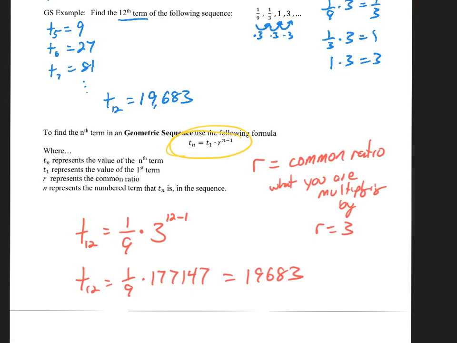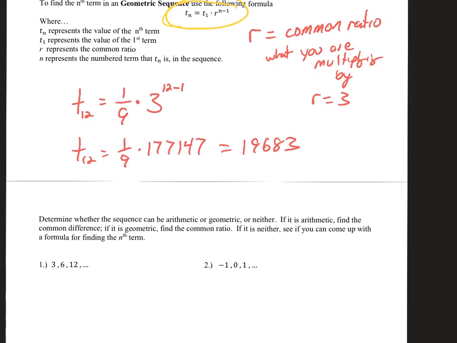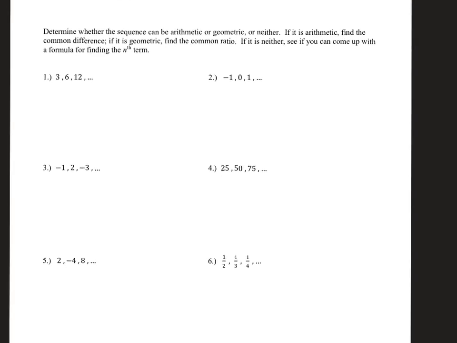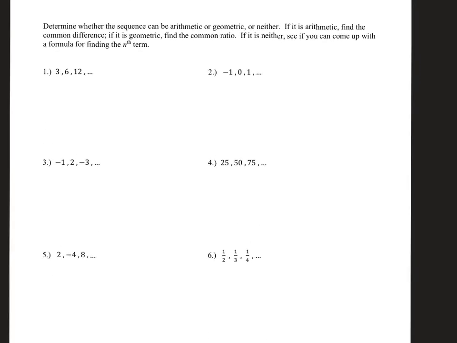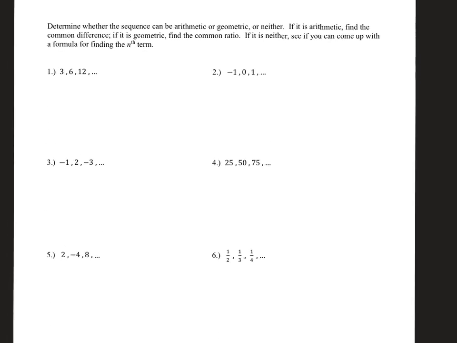All right. Let's turn to the next page, page 3, and we got a bunch of examples to do. So there's 8 examples here. I'm just going to do a few of them, and then you could do the rest on your own. But this just says determine whether the sequence can be arithmetic, geometric, or neither. So there's just 3 options. If it's arithmetic, find the common difference. If it's geometric, find the common ratio. If it's neither, see if you could come up with a formula for finding the nth term.